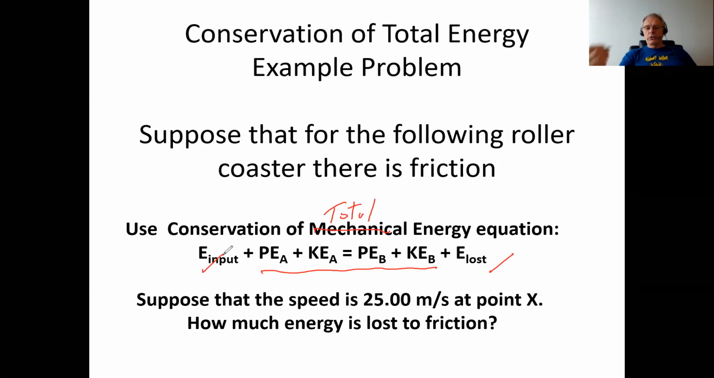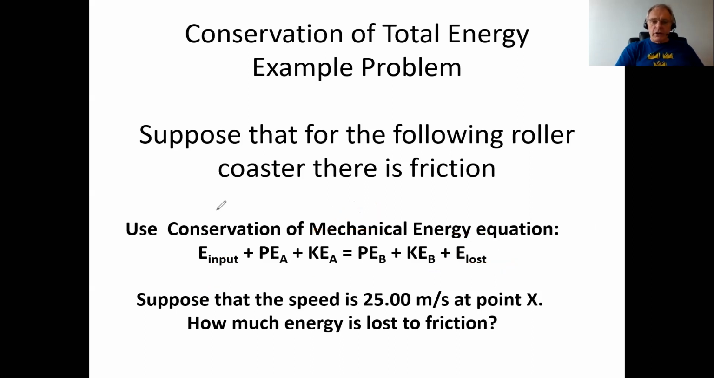Suppose that the speed is 25 meters per second at the point X. Remember, it was 31 before, but now it's 25. So that means that some energy is being lost someplace. Where is it lost to? It's being lost to friction, right? We're not putting any energy in here. We're just losing energy due to friction.